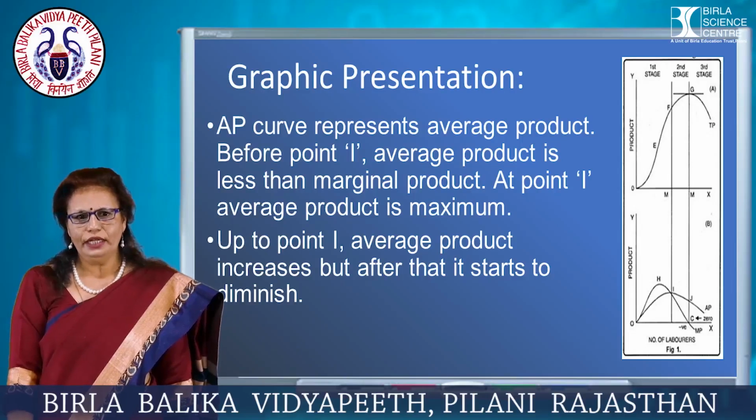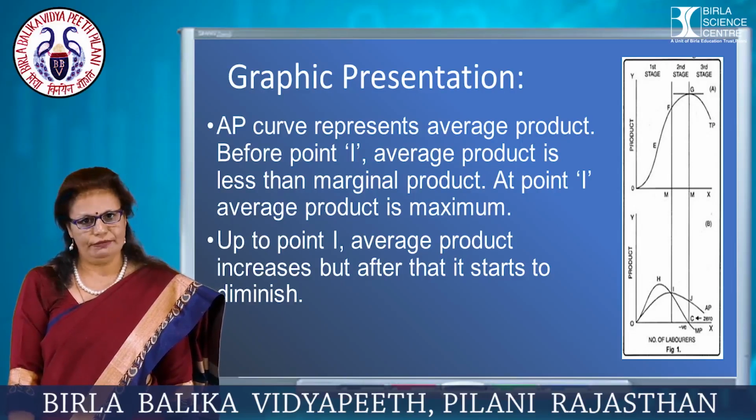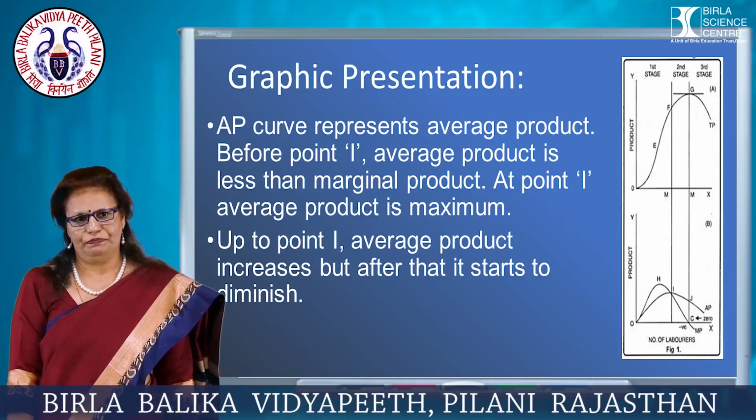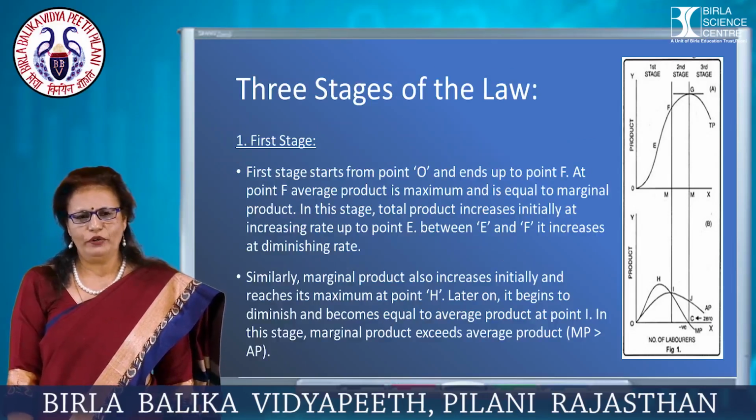At point I, average product is maximum. Up to point I, average product increases, but after that it starts diminishing. So already you have seen the 3 stages with the help of schedule and diagram. Now more explanation is needed.